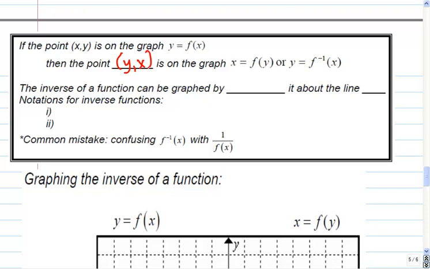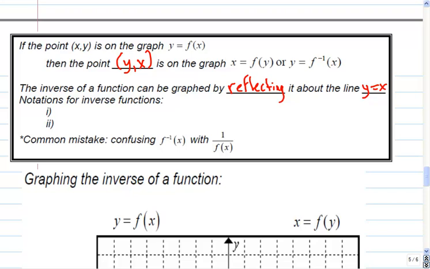Points get flipped. Okay, that's an important point to help you graph these things. The inverse can be graphed by reflecting it about the line y equals x. Let me write that in again. Reflecting it about the line y equals x.